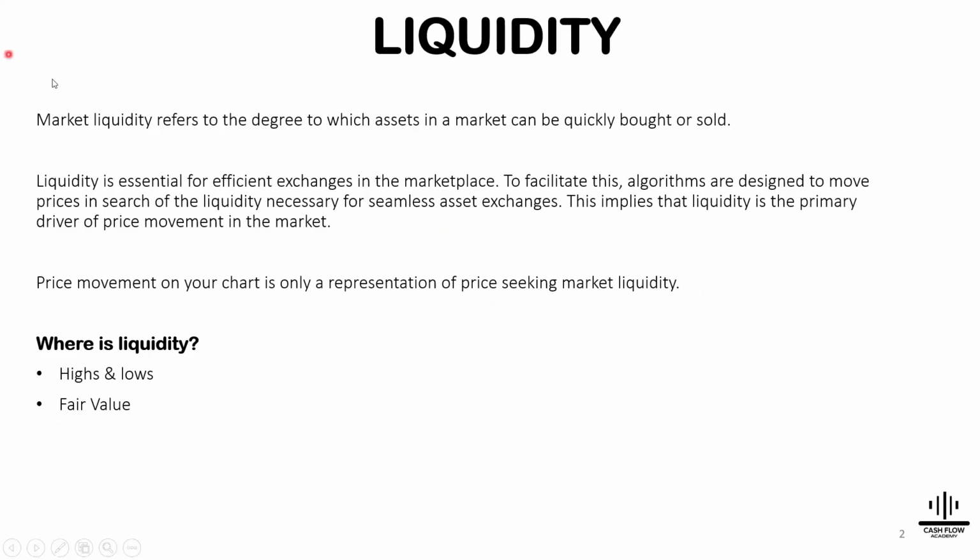Where there's liquidity, that's where price goes. And the algorithm has been designed to move price to where there's liquidity. Where can we find this liquidity? We can find this liquidity at highs and lows, swing highs and swing lows. Let's say this is a chart. So we can see the peaks and troughs. Liquidity will be located here and here. Very, very simple. So price movement, as we see on our chart, is only a representation of price seeking what? Liquidity. Very, very simple. All right, let's move on.